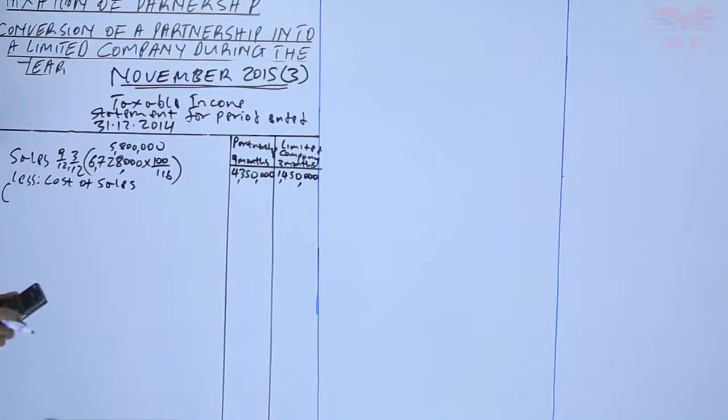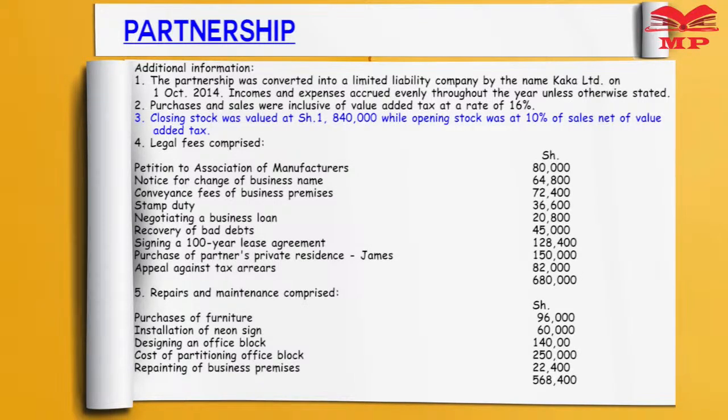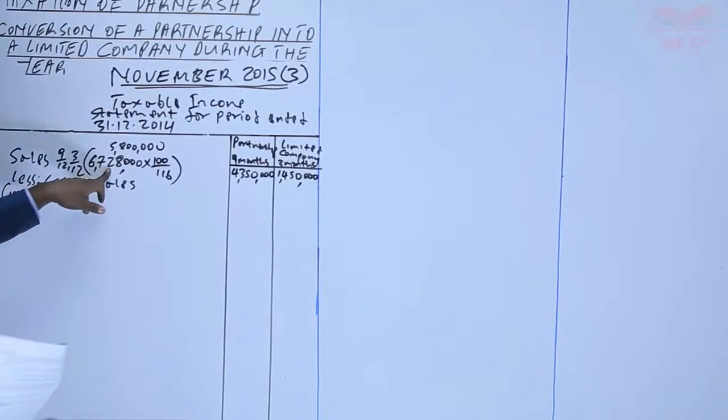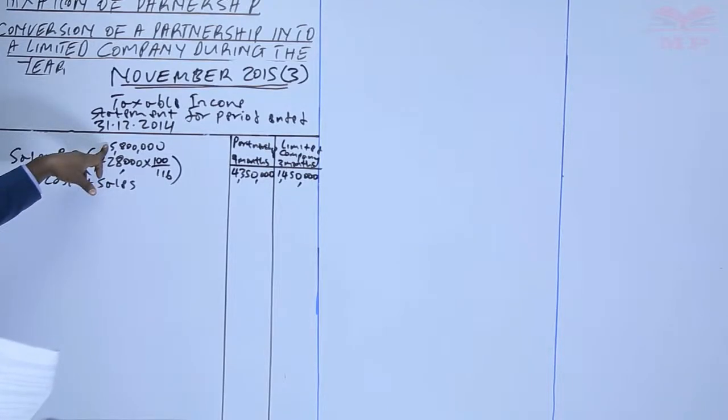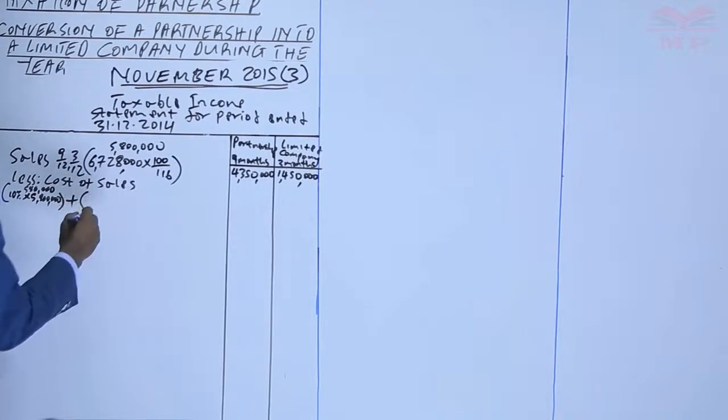For the cost of sales, we normally start with the opening stock, of which case in this question, the opening stock we are told in additional information number 3. Closing stock was valued at 1840, while opening stock was 10% of sales net of VAT. So the opening stock is 10% of the sales net of VAT. The sales that is net of VAT, that does not have the VAT, is 5,800,000. So you take times 10%. That translates to 580,000.